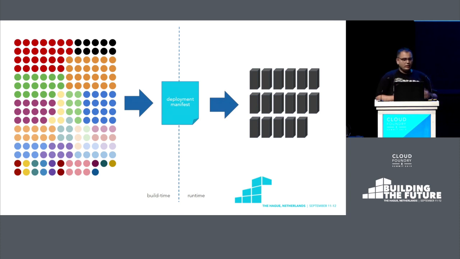So on the left here, we have 190 bubbles representing all of these packages, and they're color-coded by the release that they're a part of. So you want to deploy all of these on the left to the VMs on the right. So this is CF Deployment 101. You get a deployment manifest, and you deploy, and everything works perfectly.